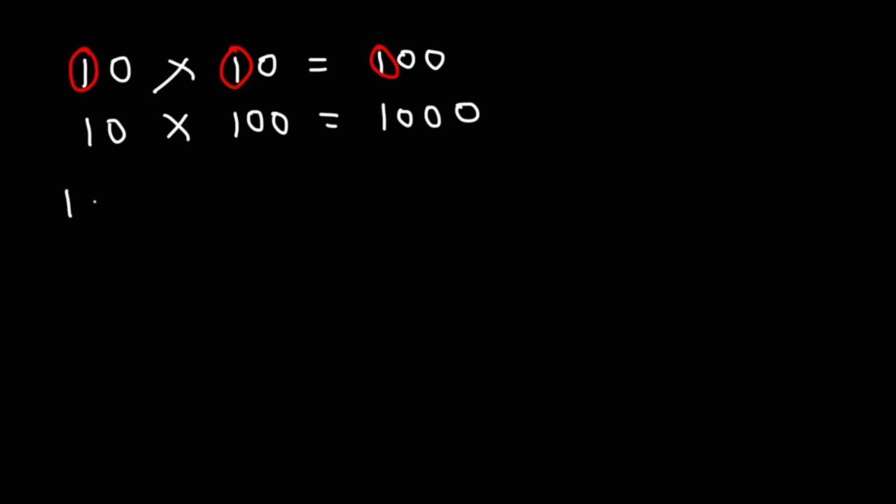So let's say we want to multiply 100 by 100. What I would do is multiply 1 by 1, which is 1, and then add the number of zeros that we have. We have a total of 4 zeros. So then I would just write the 4 zeros. So the answer is 10,000. Based on that, what is 50 times 100? Well, 5 times 1 is 5, and then we have a total of 3 zeros. So the answer is 5,000.